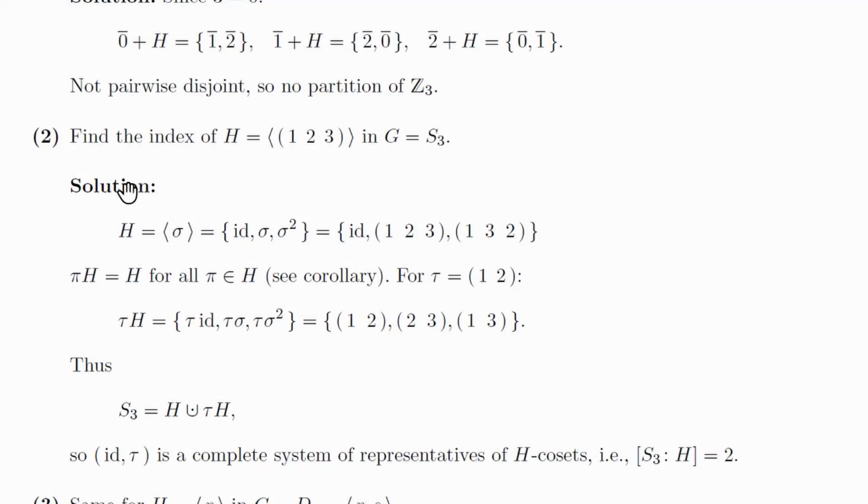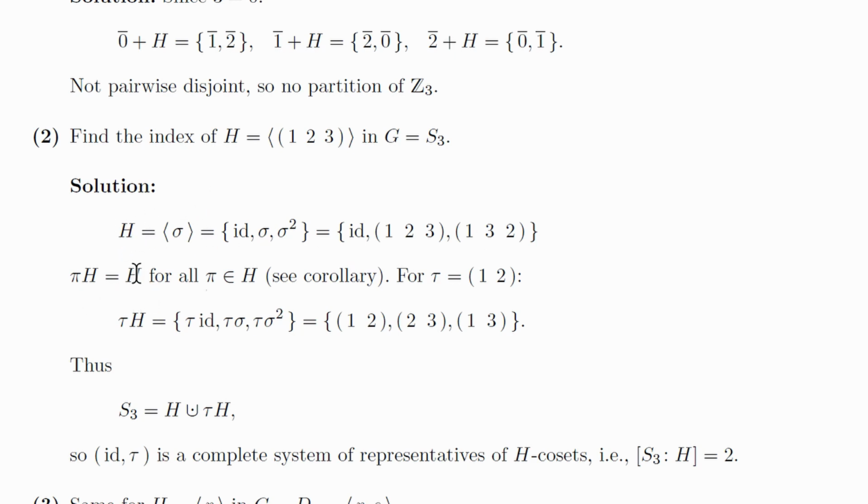Okay, exercise number 2. We are supposed to find the index of this subgroup here in the symmetric group of degree 3, or on 3 elements. And this is the cyclic subgroup generated by this 3-cycle (1 2 3). I abbreviate this with sigma, then H is the subgroup generated by sigma, and this consists of sigma itself, sigma squared, and sigma to the 3rd power gives me the identity, because the order of this cycle is 3. So I end up with these 3 elements here.